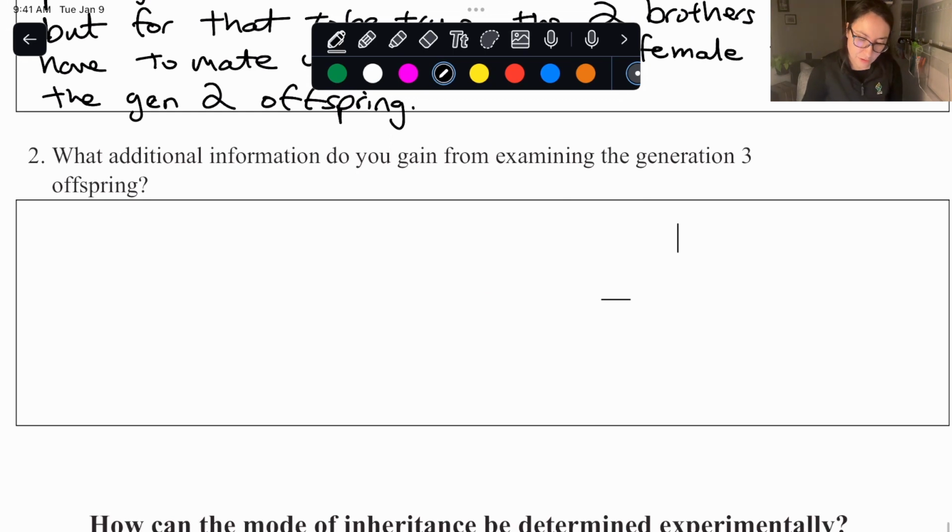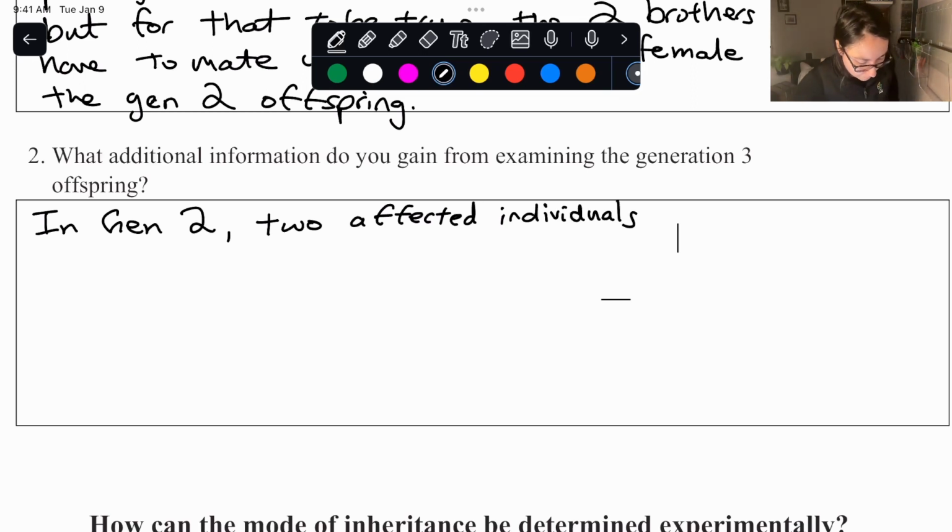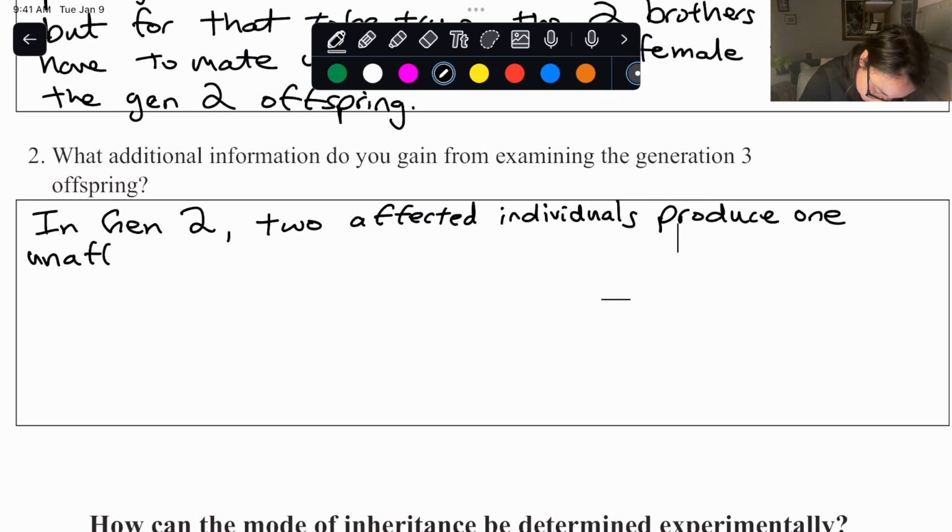What additional information do you gain from examining the Generation 3 offspring? And from here, you're going to say, in Gen 2, two affected individuals produce one unaffected male offspring.